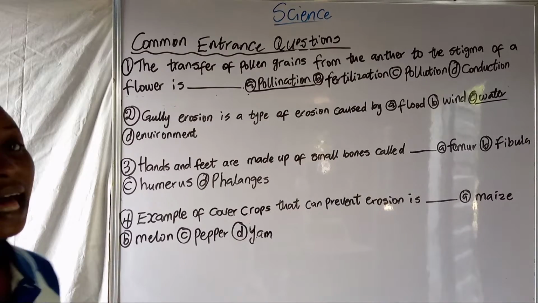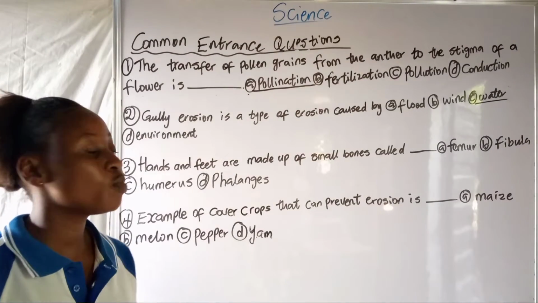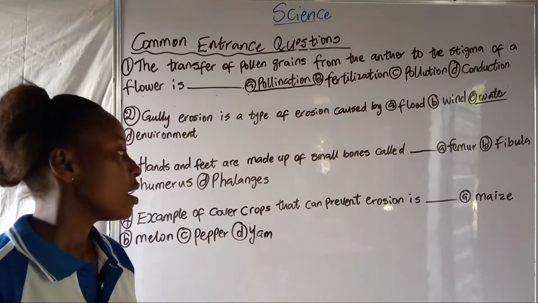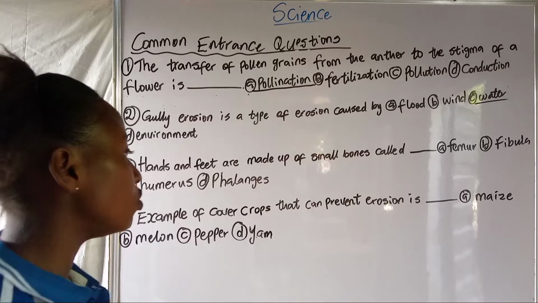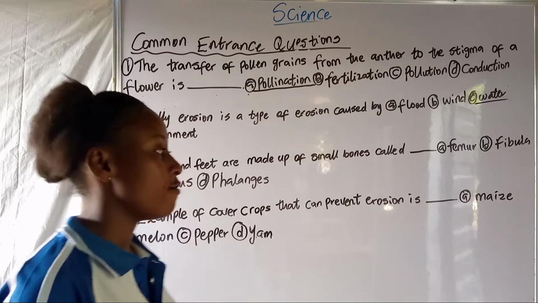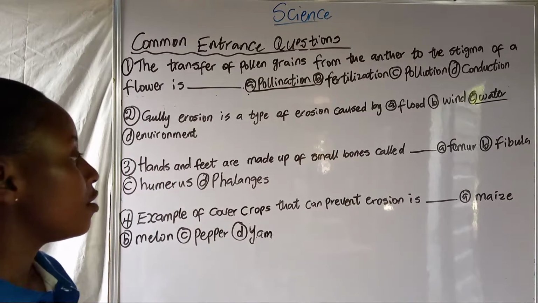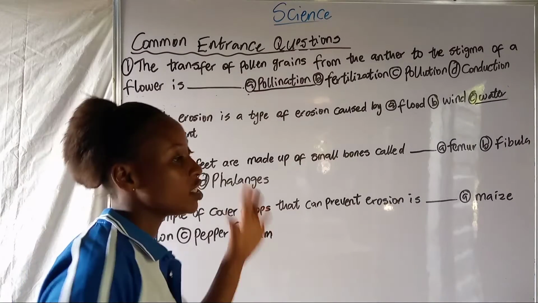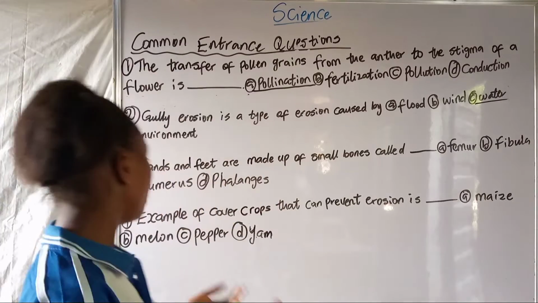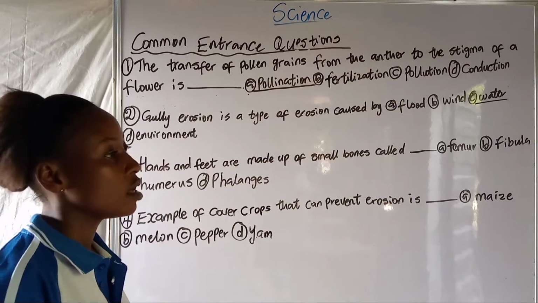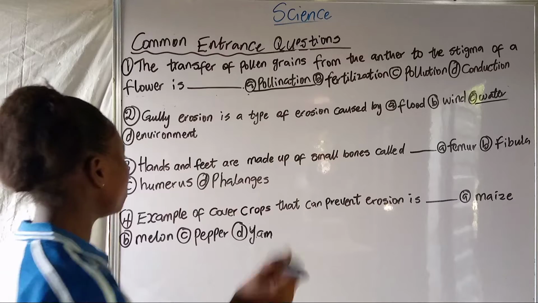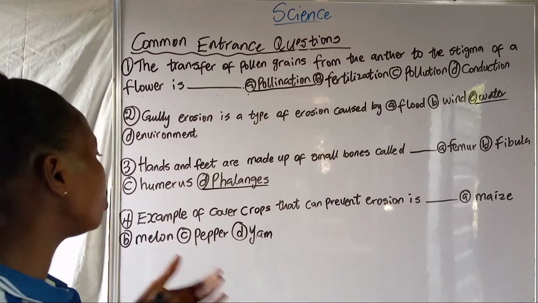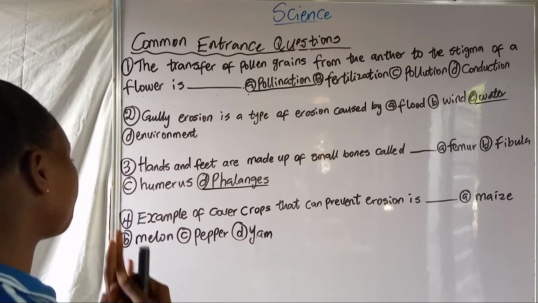Question number 3. Hands and feet are made up of small bones called dash. A, femur. B, fibula. C, humerus. D, phalanges. I've explained each of them. The femur, the fibula, the humerus. Now our answer is what? Option D. Phalanges are the bones of the hands and feet.